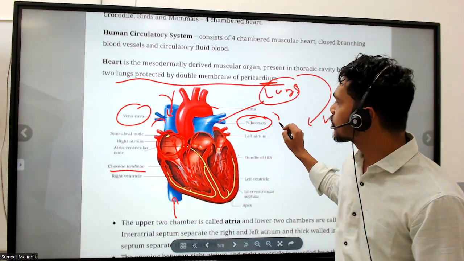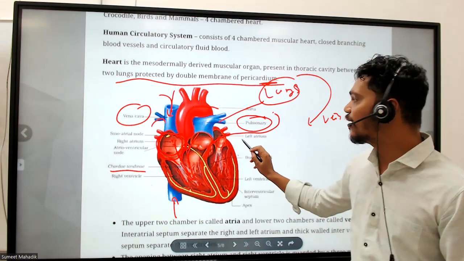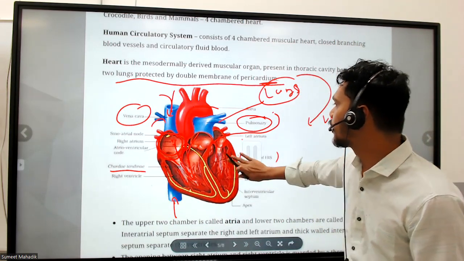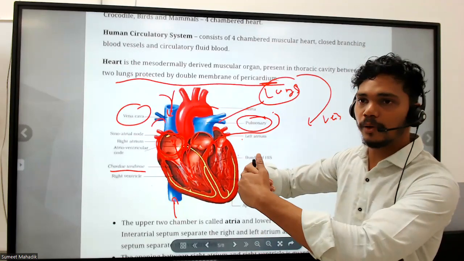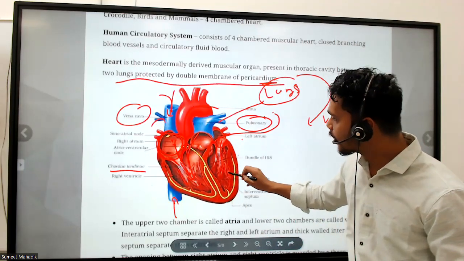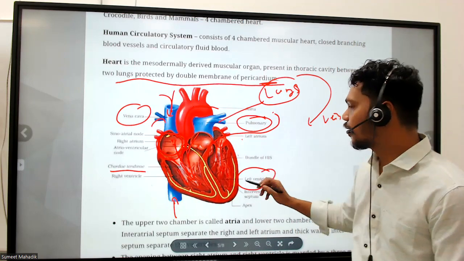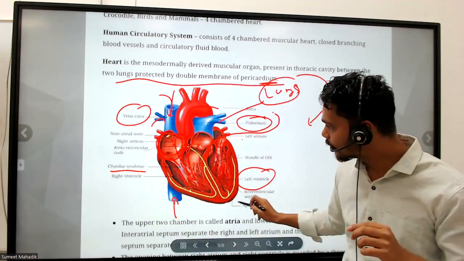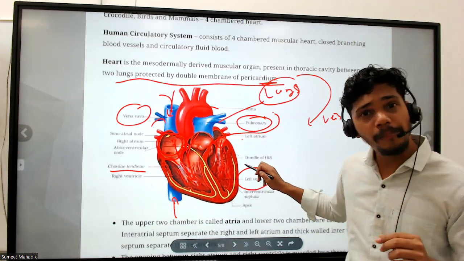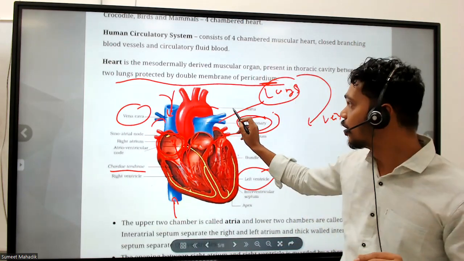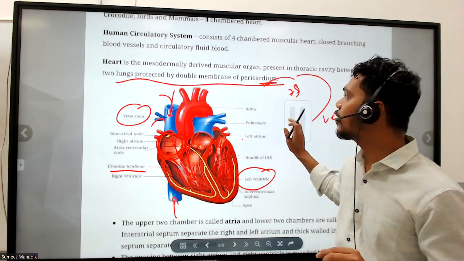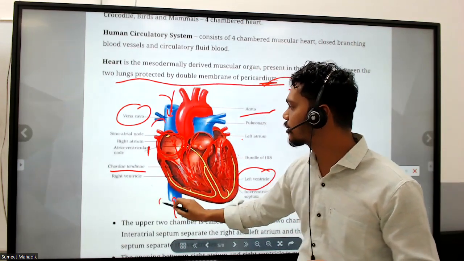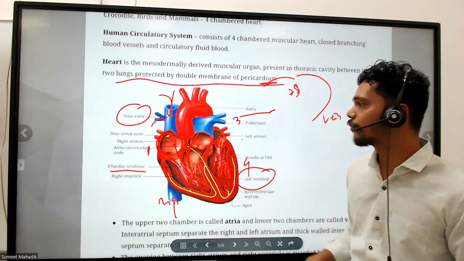Once they carry the oxygenated blood, where will it be poured? Into the left atrium. From the left atrium, there is again a flap. The flap is going to open, and blood will pour here. And this is the left ventricle. The left ventricle is much stronger compared to the others, because it pumps the blood all over the body through the aorta. Getting my point? So this is first, this is second, third, and fourth.